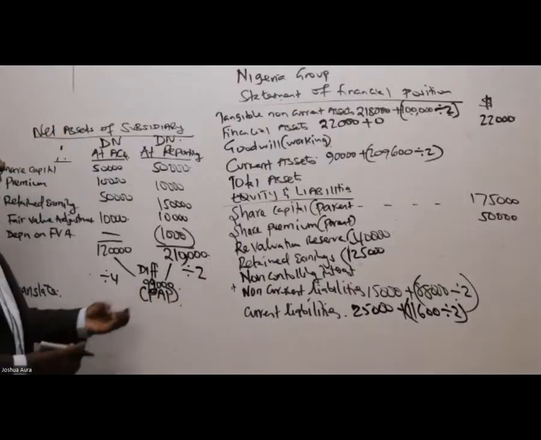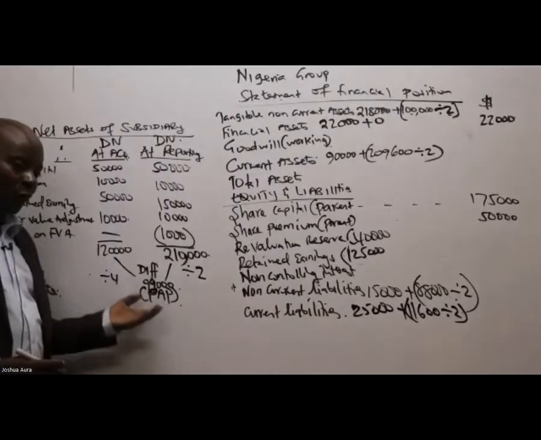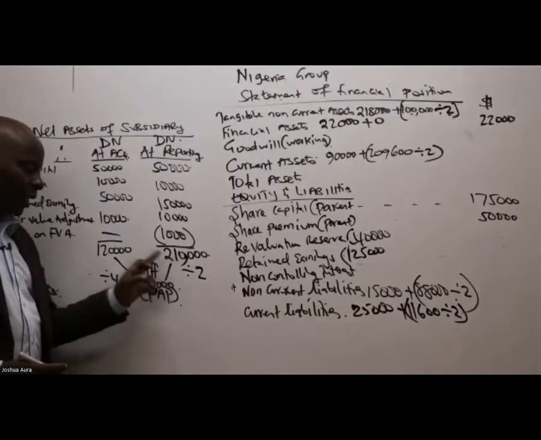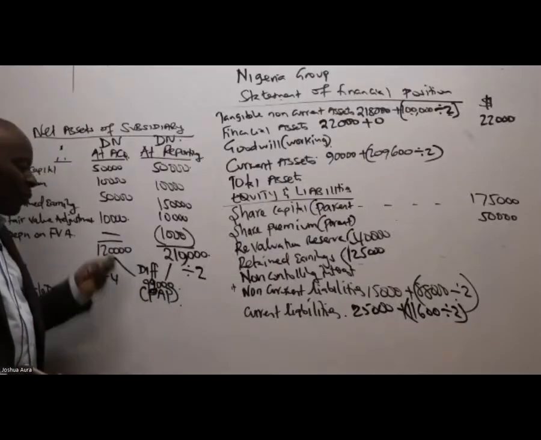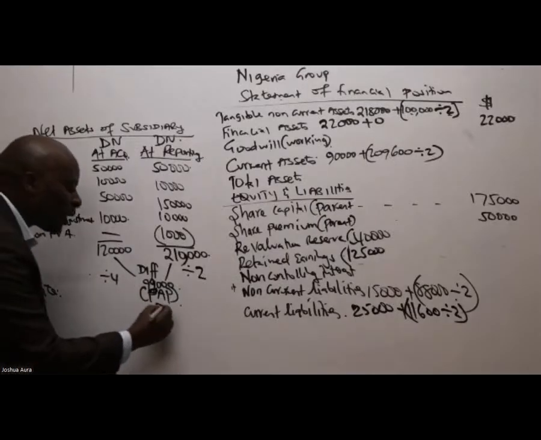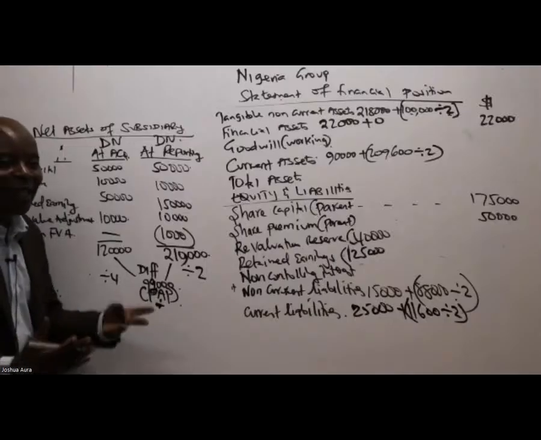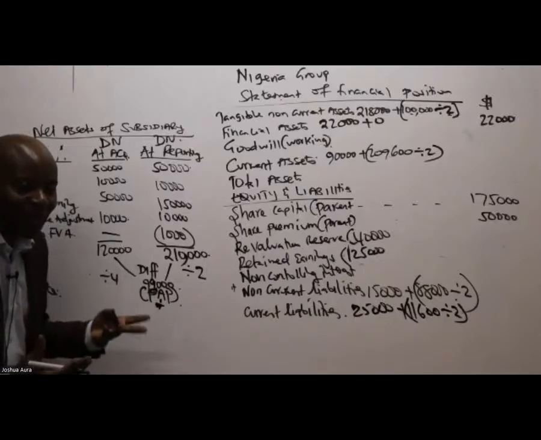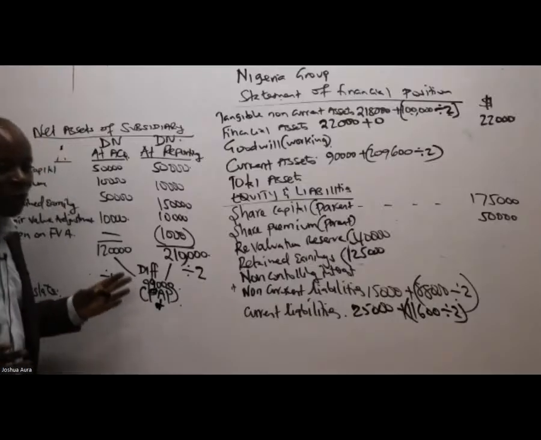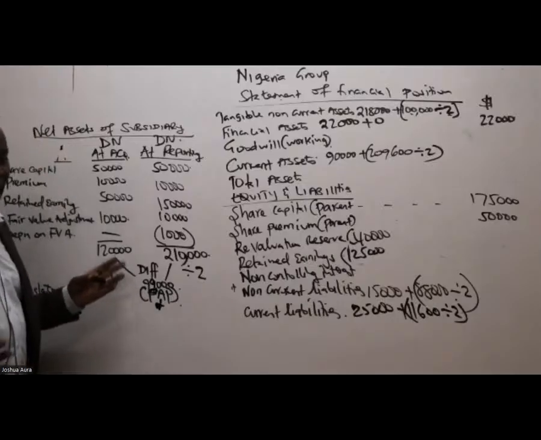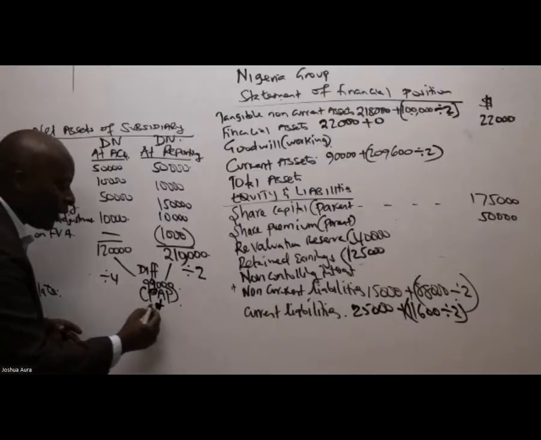Remember, we have some post-acquisition profit. When we subtracted this and this, we got a post-acquisition profit. This post-acquisition profit will always be translated at the... it's a profit, an income statement item. Profit is always translated using the average rate.